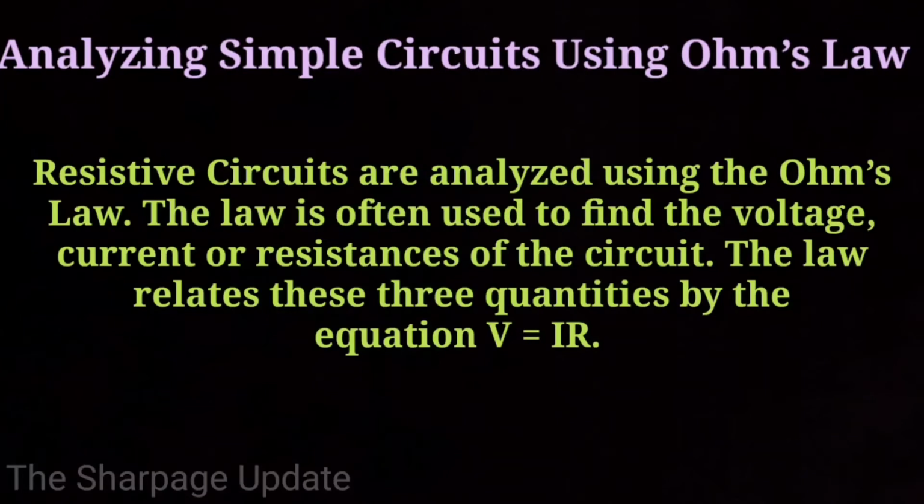Dear students, resistive circuits are analyzed using Ohm's law. The law is often used to find the voltage, current or resistance of the circuit. The law relates these three quantities by the equation V = IR.